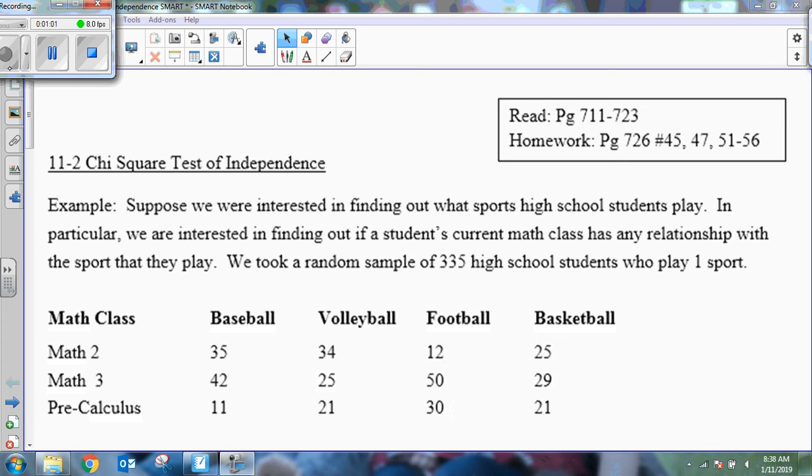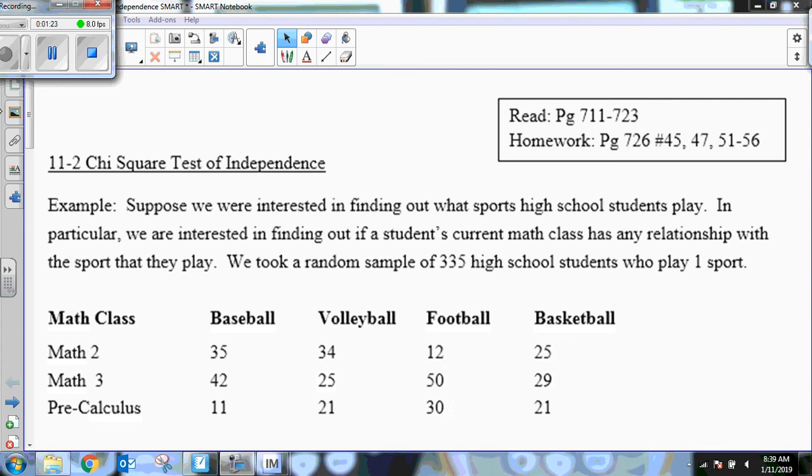Chi-squared test of independence. So it says, suppose we are interested in finding out what sports high school students play. In particular, we are interested in finding out if students' current math class has any relationship with the sport they play. We took a random sample of 335 high school students who play one sport.